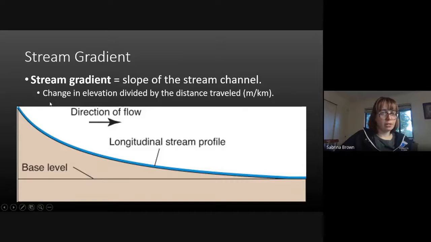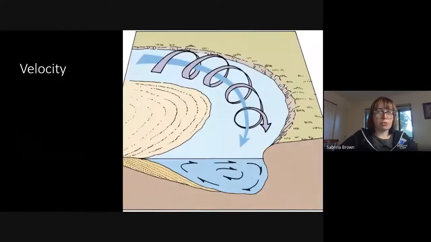And the steeper the gradient, typically you're going to have a different type of flow than if you have a slope that is not as steep, right? If you have a gentle slope, we end up getting a certain type of river channel. And if we have a steeper gradient, we end up getting another type of stream channel. And we'll talk about those channels here at the end of the lecture.